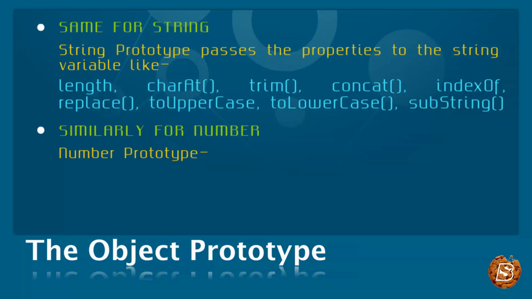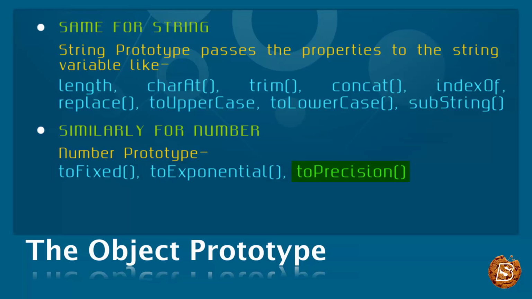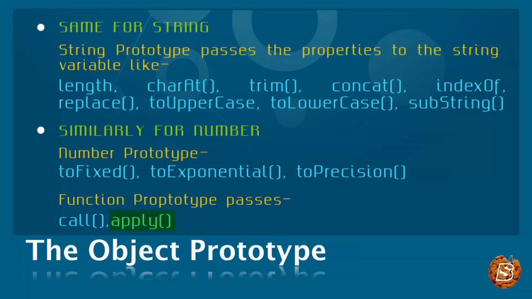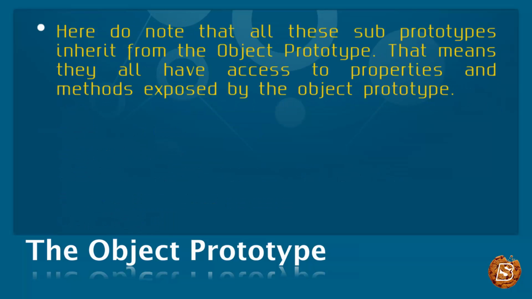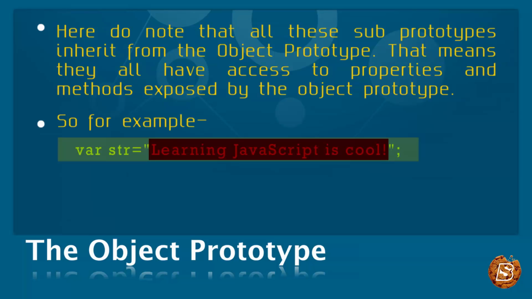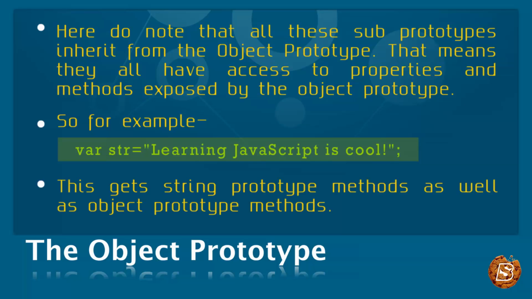Similarly for numbers, we have the number prototype, which passes functions like toFixed, toExponential, and toPrecision. Similarly, the function prototype passes call and apply. Here, do note that all these sub-prototypes inherit from the object prototype. So the array prototype, string prototype, number prototype, and function prototype all inherit from the object prototype. That means they all have access to properties and methods exposed by the object prototype. For example, if we have a string, like let's say "learning JavaScript to school", this gets string prototype methods as well as object prototype methods.